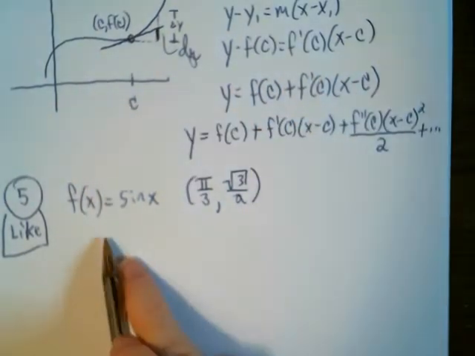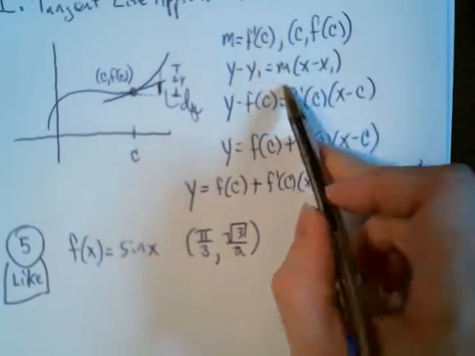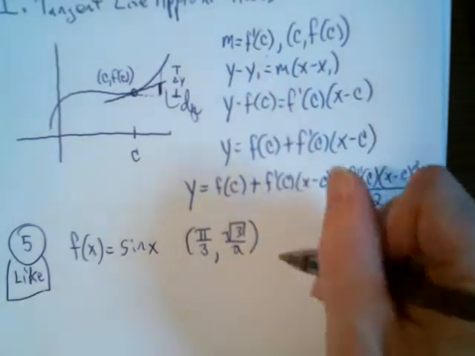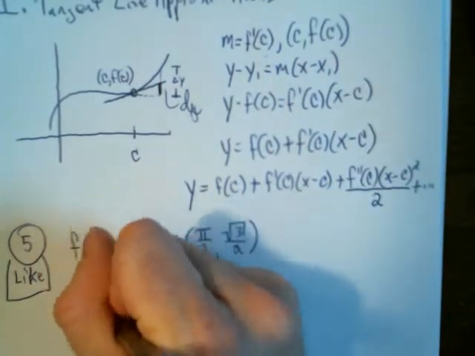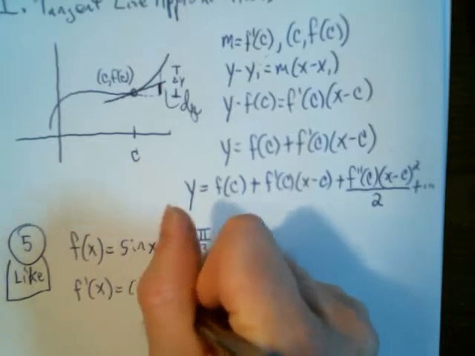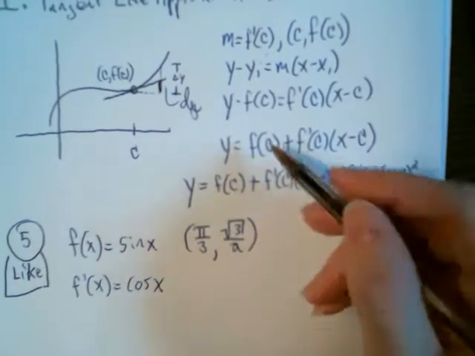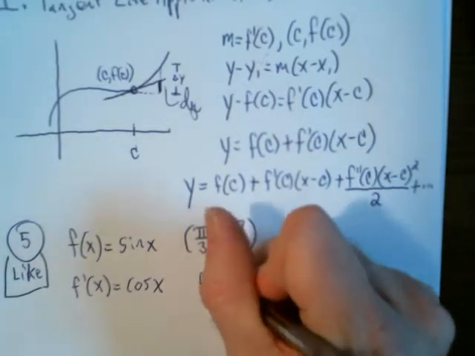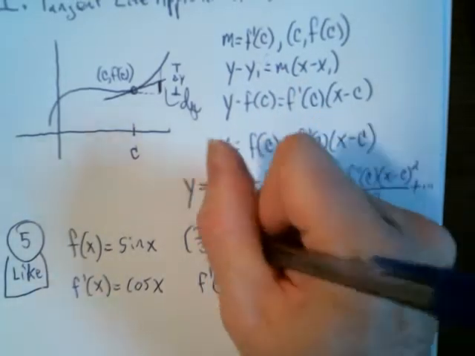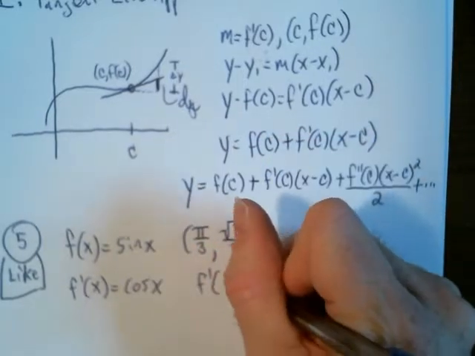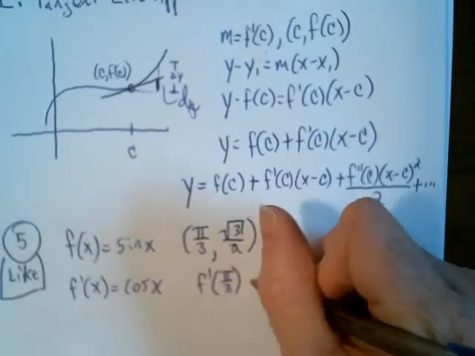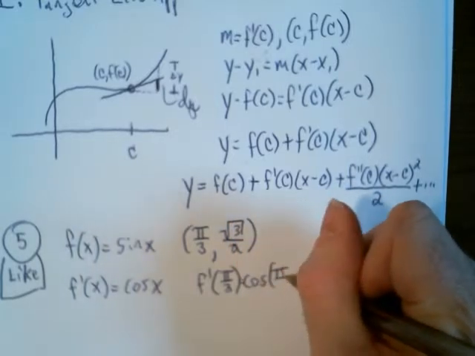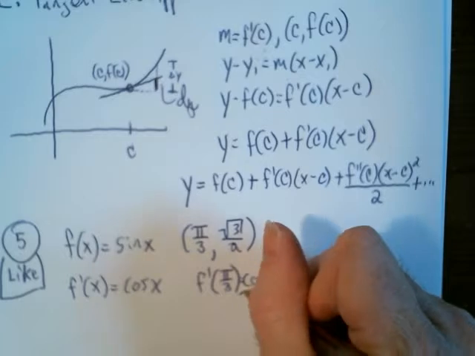Okay, so putting it back into this context, we have f of x equals sine of x, and then we need an f prime of x, which will be cosine of x, and then we need our f prime of c, and c, f of c. So f prime of c, and our c value here, our center, is going to be pi over 3. So we'll have the cosine, which equals the cosine of pi over 3.